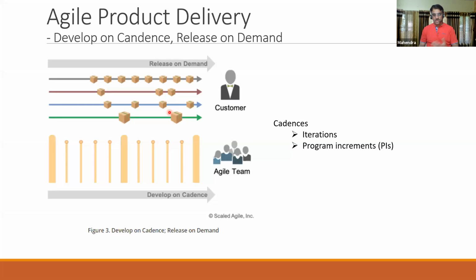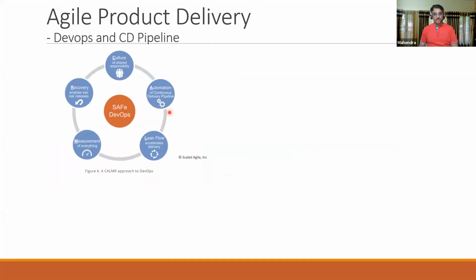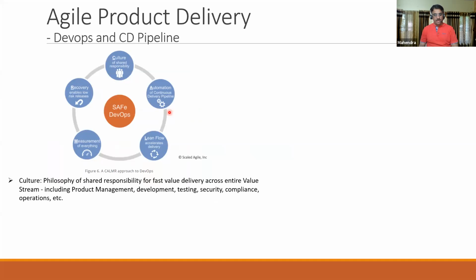That is where features like feature toggles come into place. So these are all engineering aspects which are fundamental and really important to achieve release on demand. This is what this dimension talks about. And of course, DevOps and the CD pipeline.